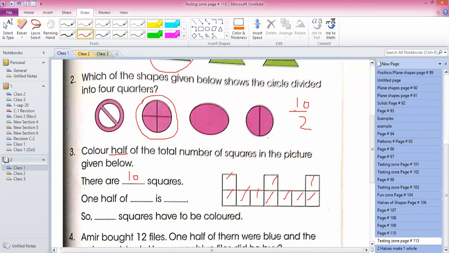You have to divide 10 squares into two equal parts. So you will divide 10 by 2 in order to find out what is the half of 10. For 10 divided by 2, you will check the table of 2. 2 multiplied by what will give you 10? I'm going to open your mic and you will have to tell me.